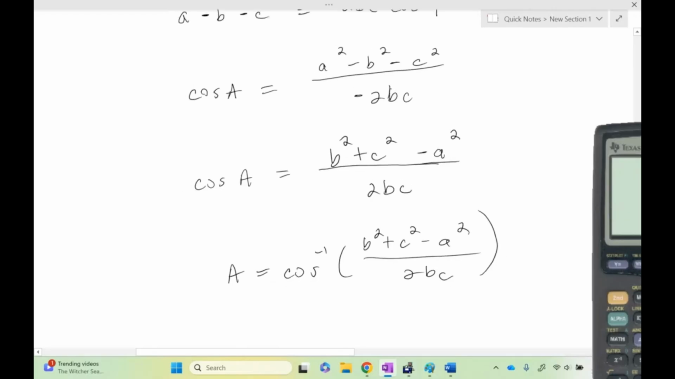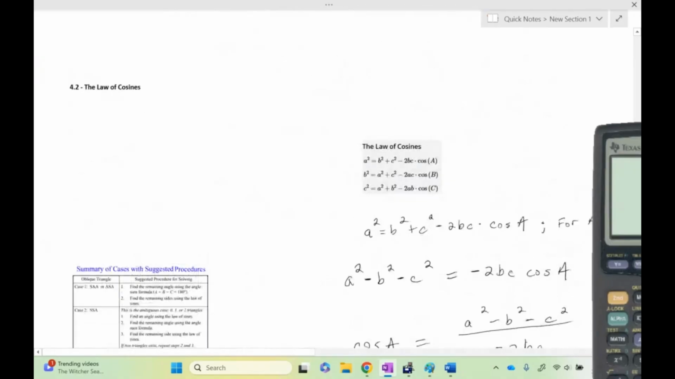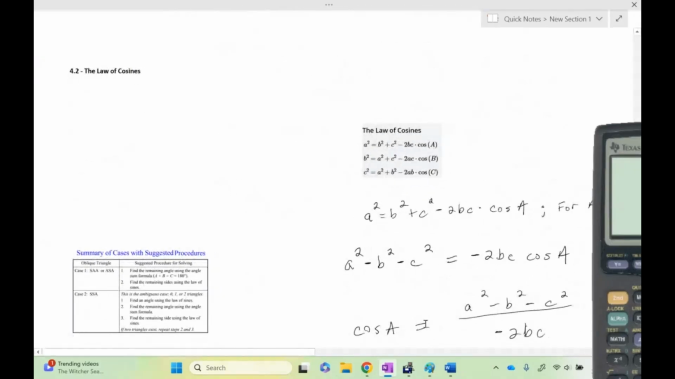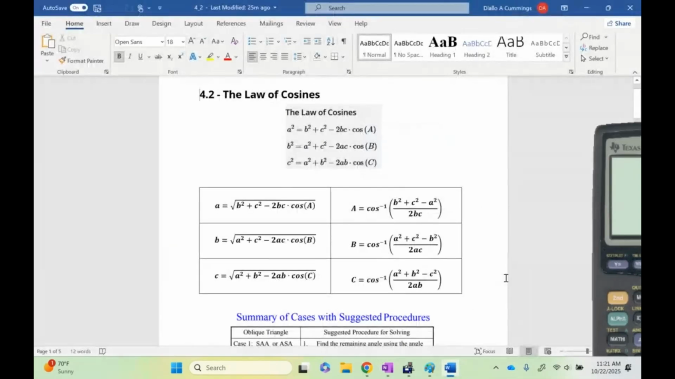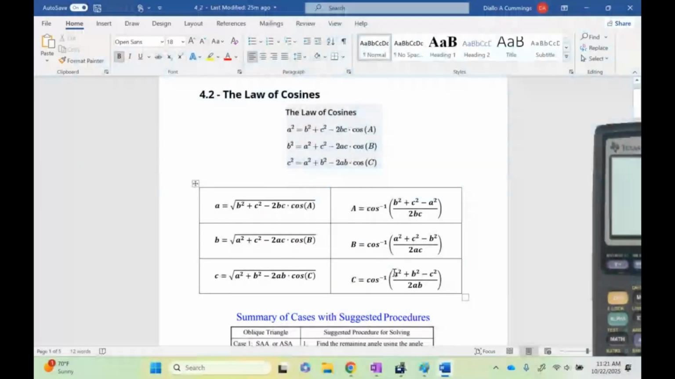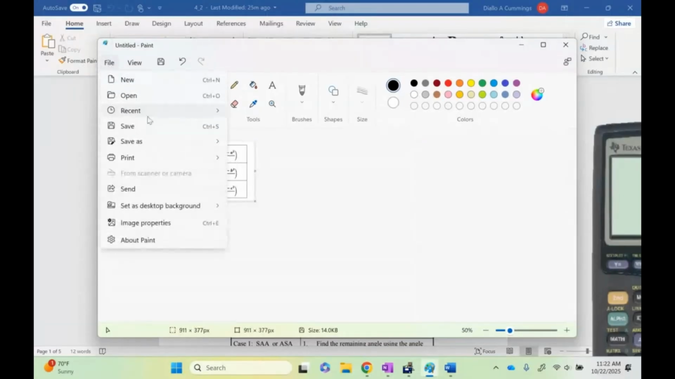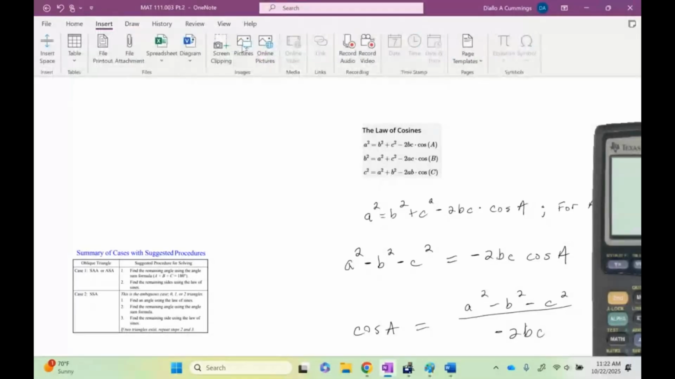Okay, so that's where the formula for A comes in. And let me copy this over real quick.